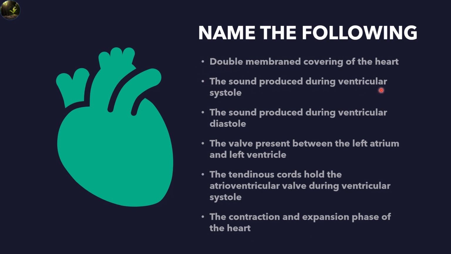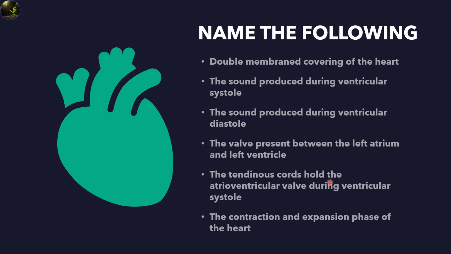The sound produced during ventricular systole. Which sound is produced during ventricular systole? That is the lub sound. The sound produced during ventricular diastole, that is the dup sound. The valve present between the left atrium and left ventricle, that is the mitral valve or bicuspid valve.